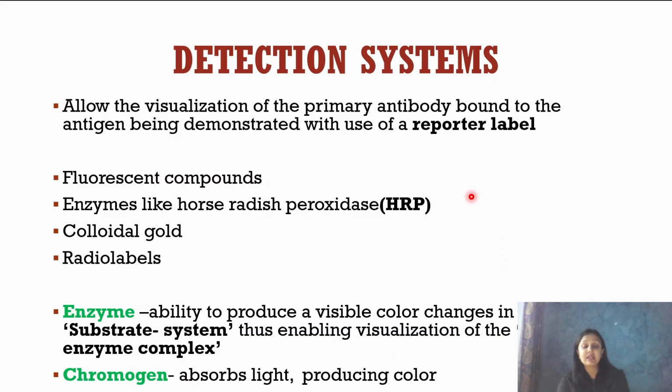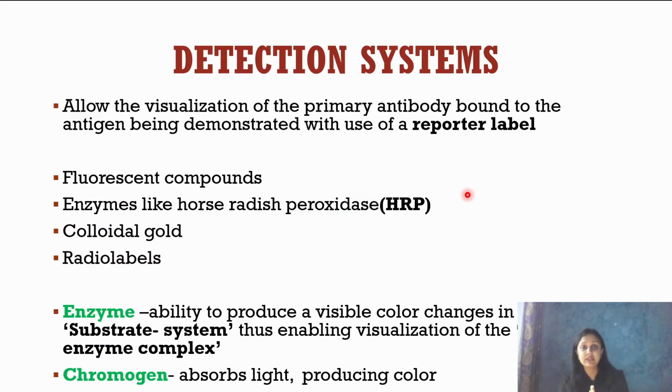Right, so we have detection systems now. After we have finished these three steps, we have detection systems, right? What are detection systems? They allow the visualization of the primary antibody bound to the antigen that is being demonstrated with the use of a reporter label.